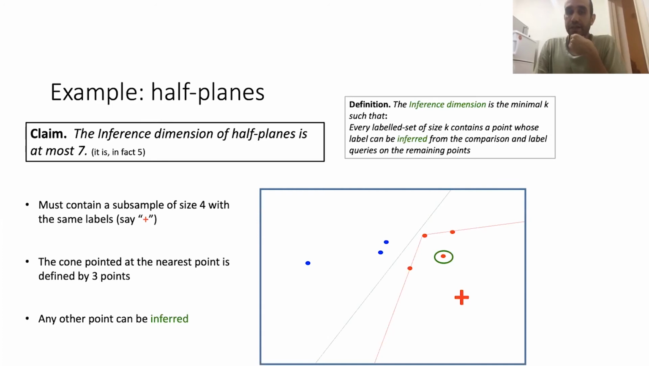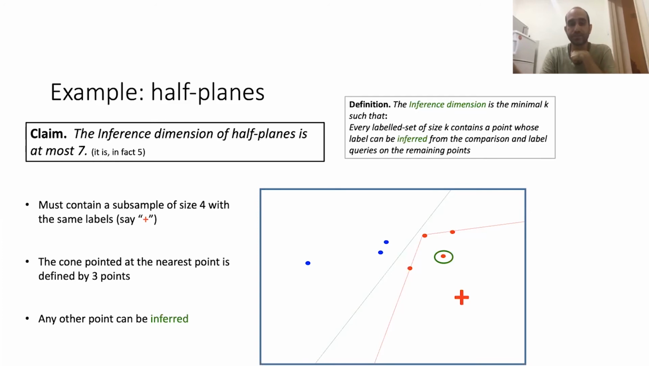And now, again, consider the point, so consider the cone. Let's take, from these 4 red points, the point which is nearest to the separating line and produce the same angle we have produced before. And to define this angle, you only need 3 points. You need the apex and the 2 neighbors on the boundary of the convex hull. And for the remaining point, its label can be inferred.